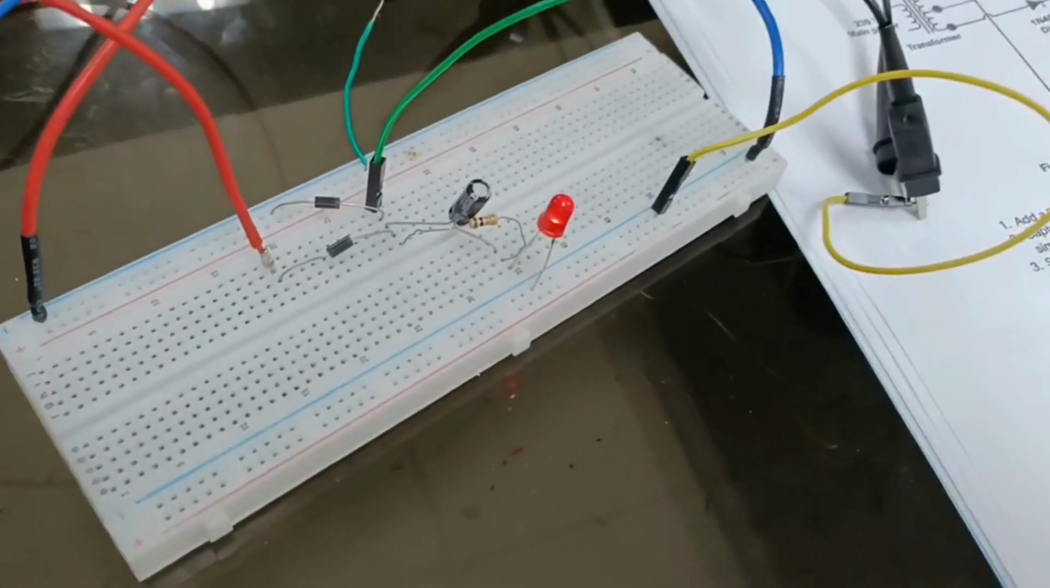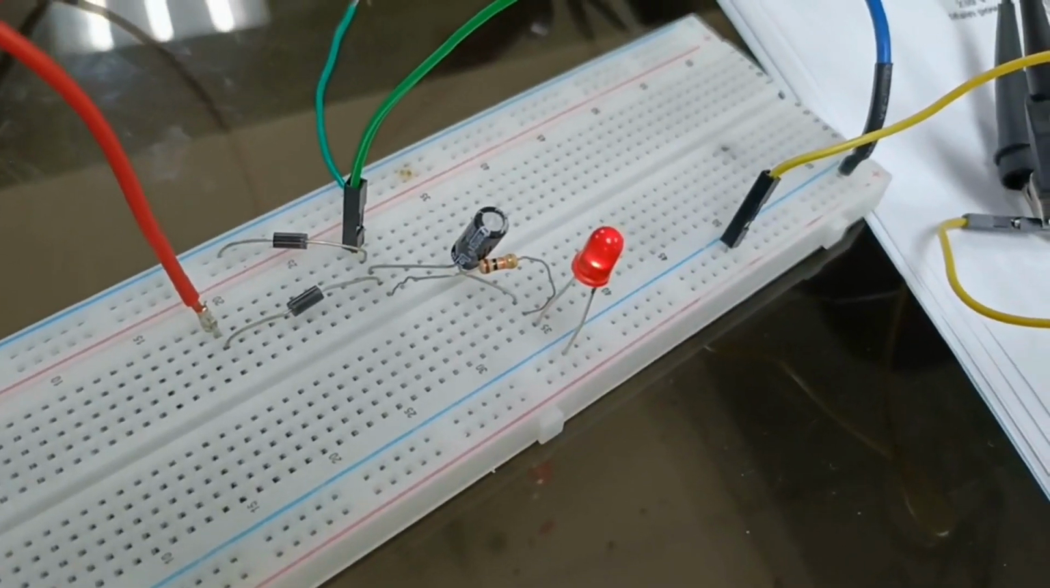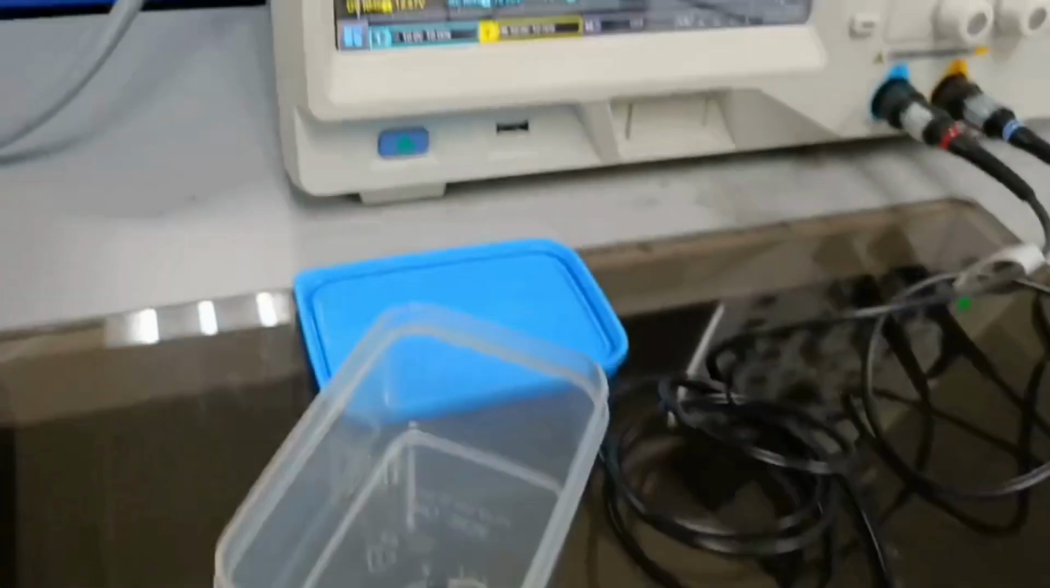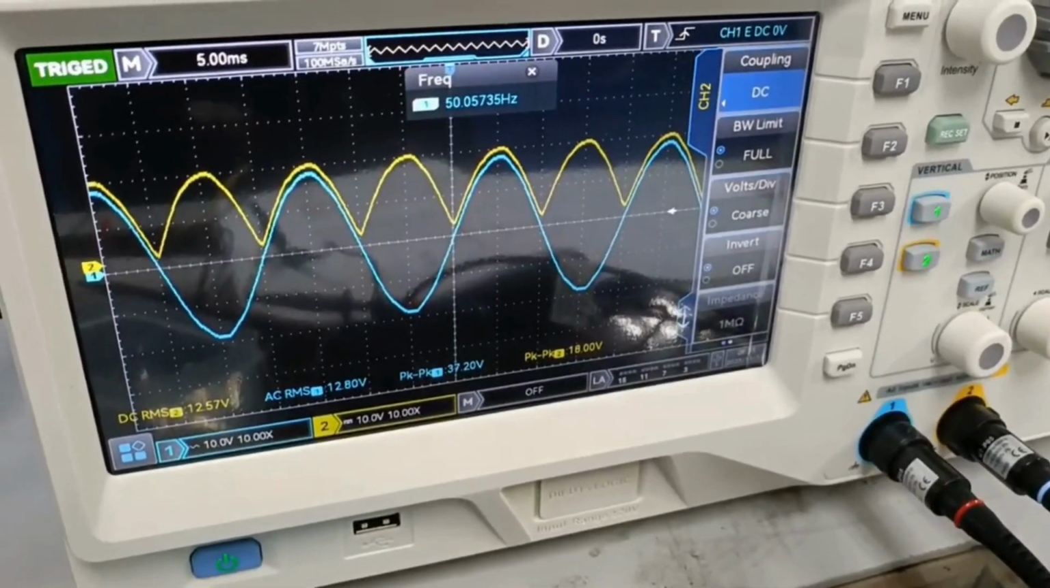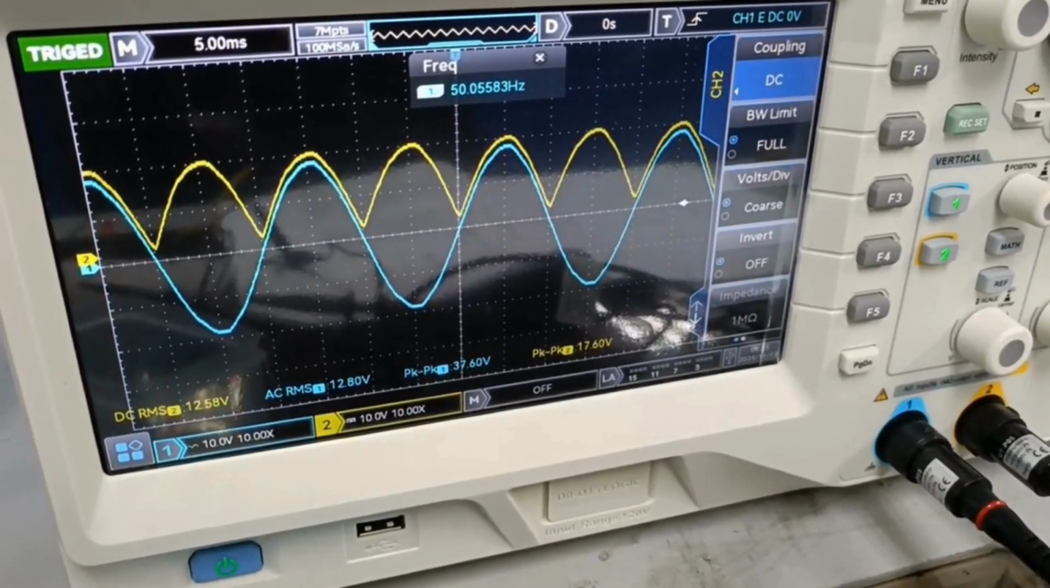For the last part, which is full-wave rectifier with filter capacitor, the effects of different filter capacitors on output DC voltage, ripple, and LED brightness were analyzed using oscilloscope measurements.